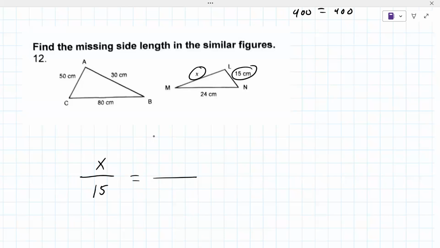It looks like, boy, they don't tell you the similarity statement. X goes with 30 though, it looks like, and 15 goes with 50. So I would for sure pre-reduce. Are you allowed to pre-reduce? Yeah. Like I would at least get rid of that. I'll let you solve it from here.